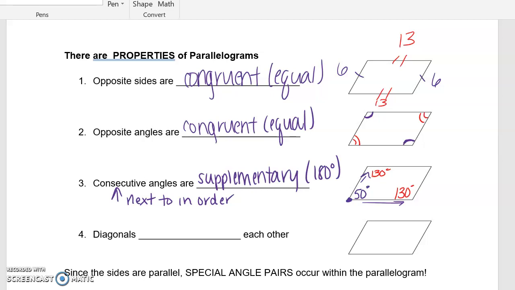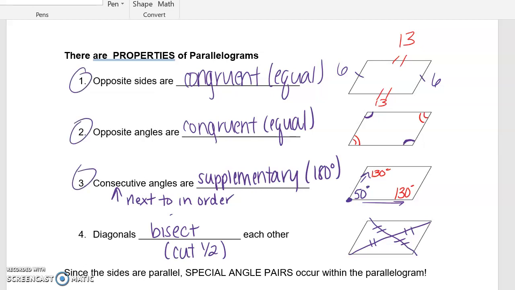All right, and the last thing is that the diagonals bisect each other. So they cut each other in half. So if I were to draw diagonals in here, they would cut them into two equal parts. Okay, we're not really going to work with that one as much. We're really going to focus on 1, 2, and 3 today.